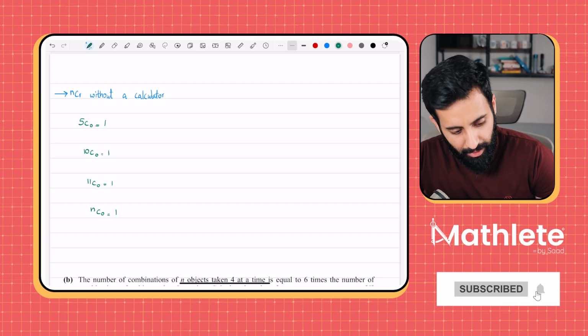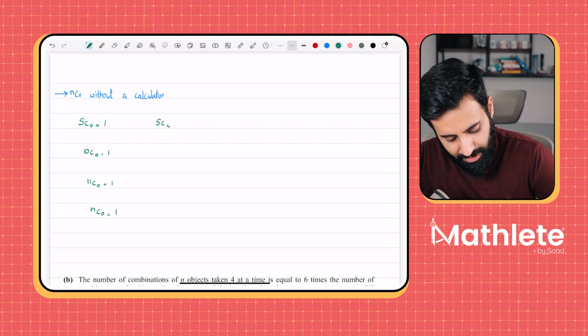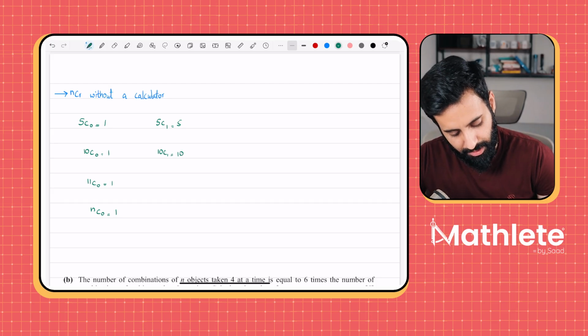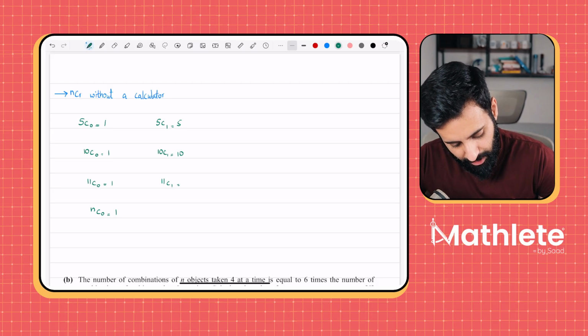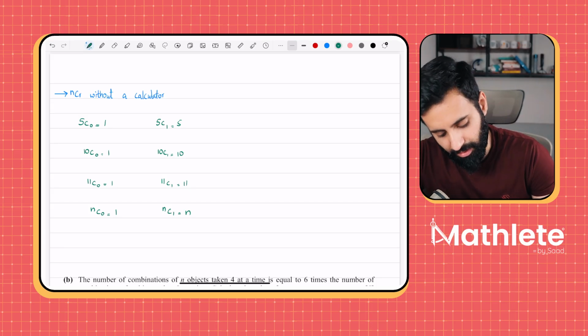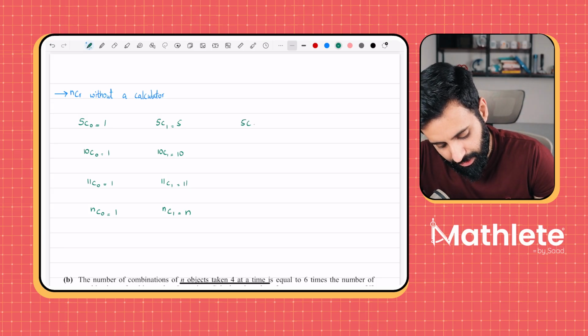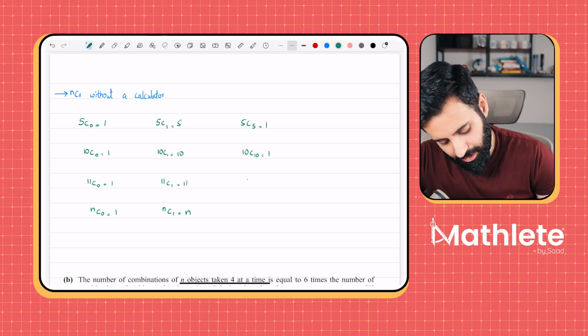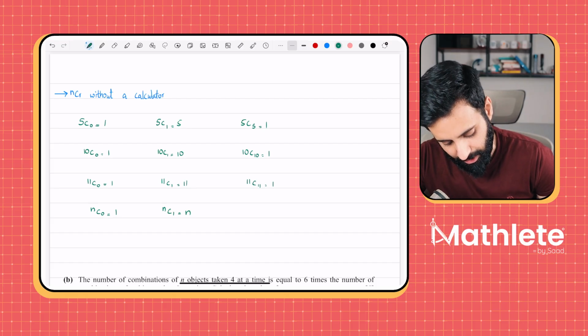Now, if you work out 5C1, go ahead, use your calculator. You'll notice that you get 5. If you work out 10C1, you'll notice that you get 10. If you work out 11C1, you'll notice that you get 11, which means that if you work out NC1, you will get n, no matter what the value of n is. Similarly, if you work out 5C5, you will get 1. If you work out, let's say, 10C10, you will get 1. If you work out 11C11, you will get 1. And if you work out NCN, you will get 1.